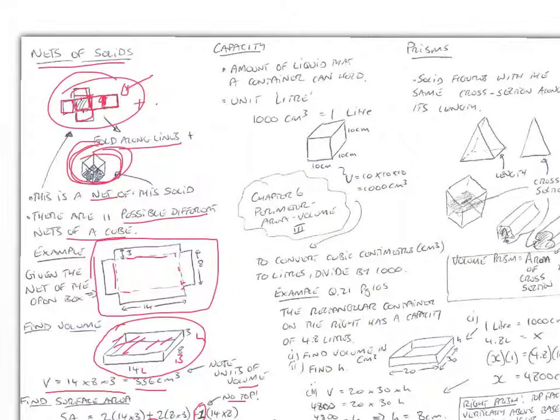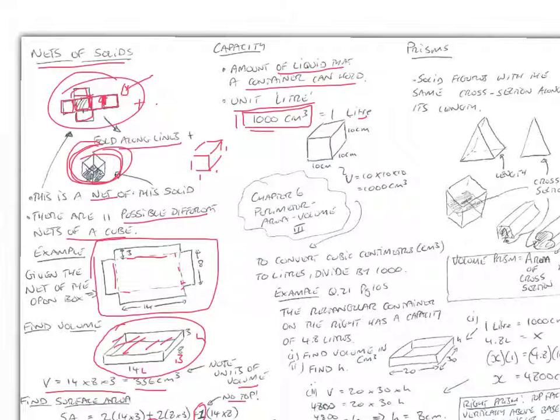The capacity of a container is the amount of liquid that it can hold. The unit of capacity is the litre. 1 litre is the same as 1,000 cubic centimetres. We met the 1 cubic centimetre in the last video, where it was 1 by 1 by 1 centimetre. Well, 1,000 of those gives you a litre.